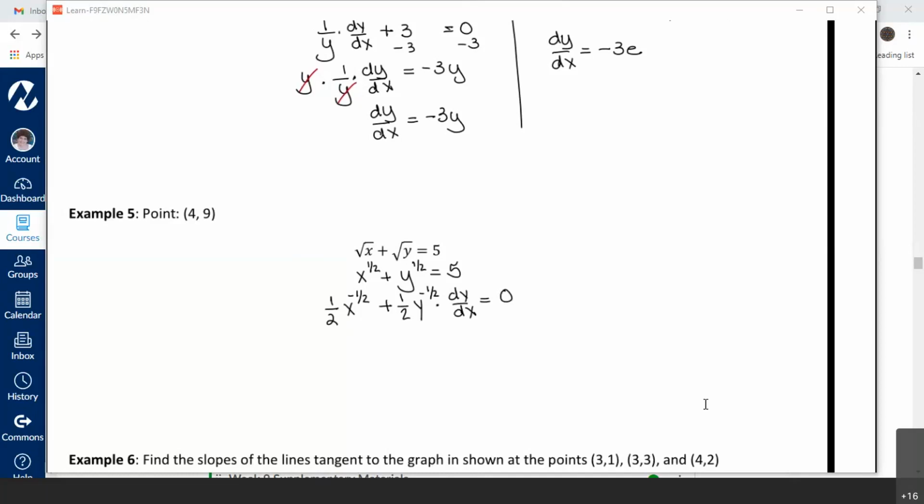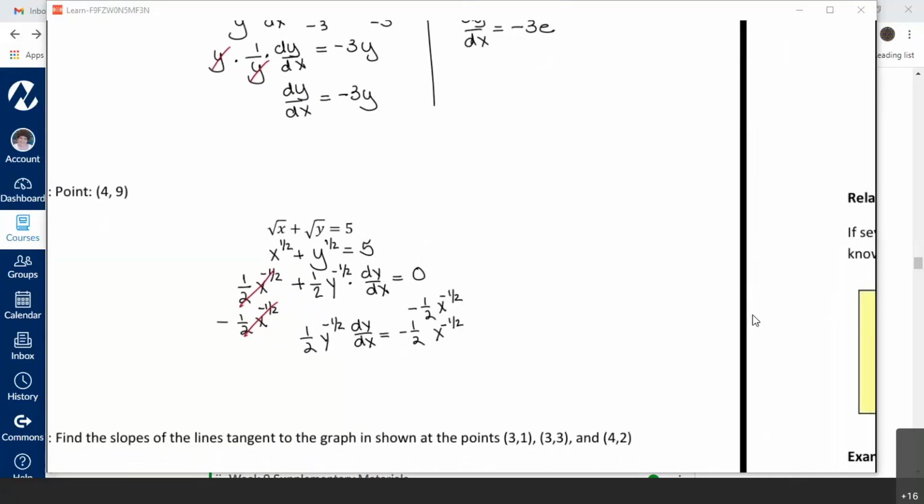And again, you can do this any way you want. Some people change the square roots at this point. I like to keep them as exponents, so then I know what I'm doing. Okay? So notice I have a term with dy dx in it, so I need to get this term on the opposite side. So I'm going to subtract it. All right, so it cancels out over here, and I'm left with 1/2 y to the minus 1/2 dy dx equals negative 1/2 x to the minus 1/2.